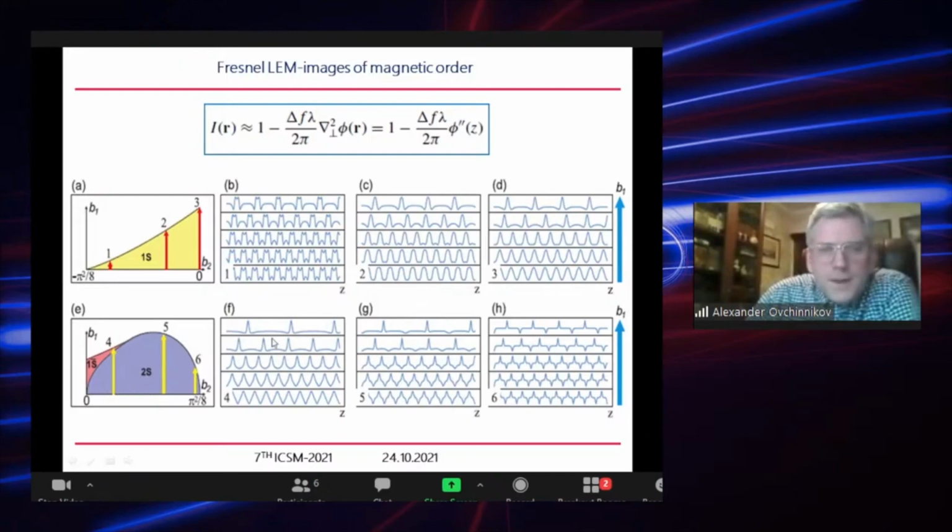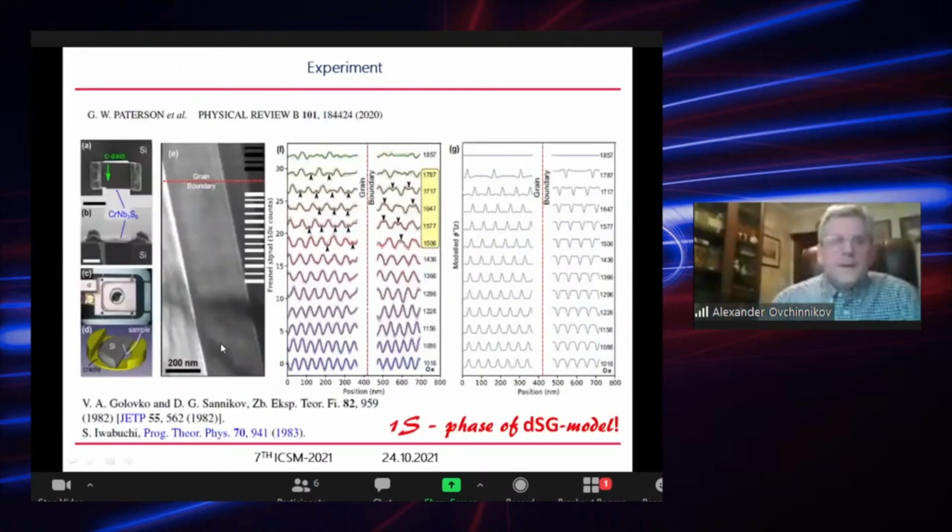The same principle holds for the 2S phase. Here, profiles are totally different from those shown above. So we may conclude that the Fresnel technique, the Lorentz microscopy technique, gives us a very precise tool to investigate deformations of the magnetic structure. To verify these theoretical findings, some experiments were performed. It was carried out at Glasgow University by Gary Paterson, Stephen McVitie, and Yoshi Takeichi.